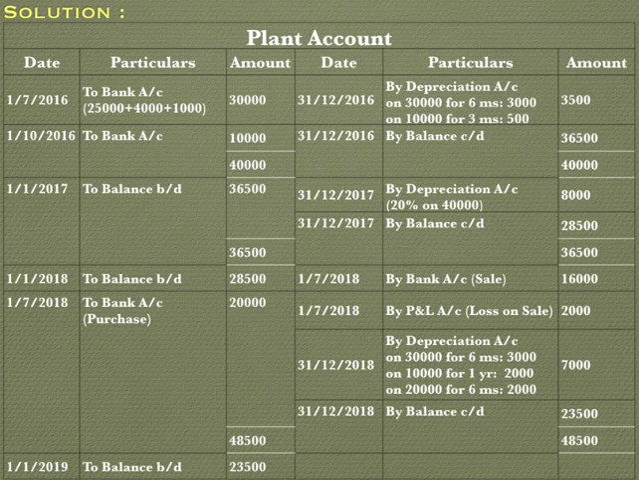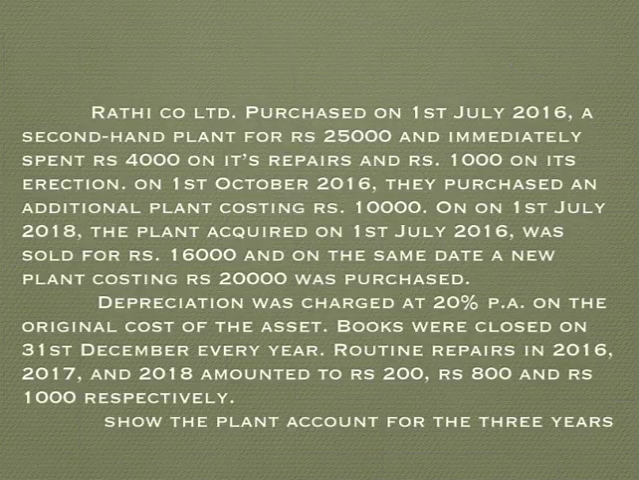Now this balance will be brought forward to our next year, that is 2018. So on the 2018 debit side, on 1st January 2018, we will write "To balance brought down 28,500." Friends, let us go to our problem once again.